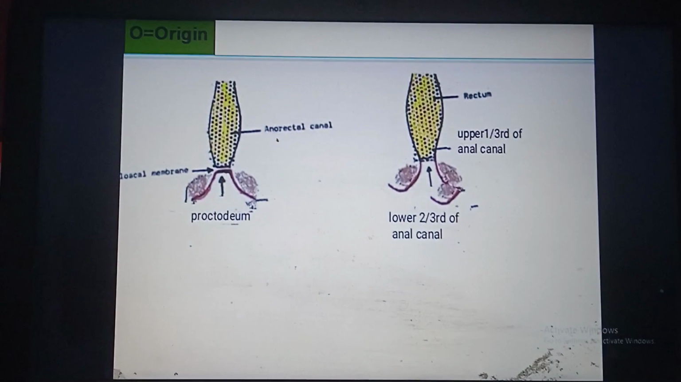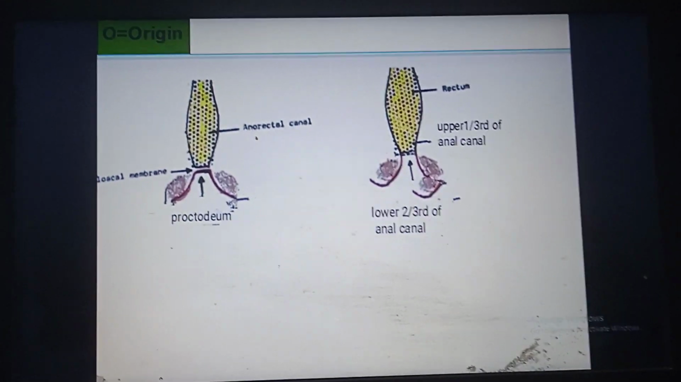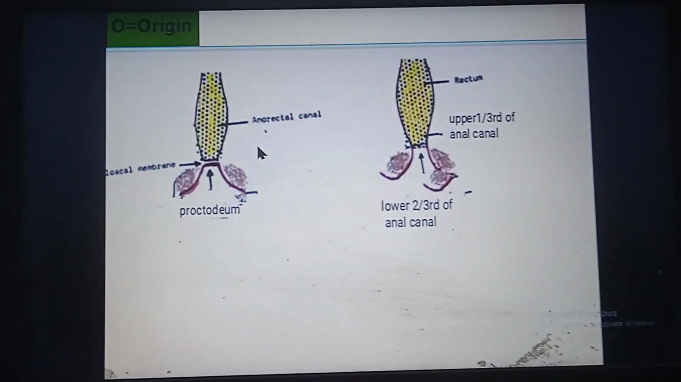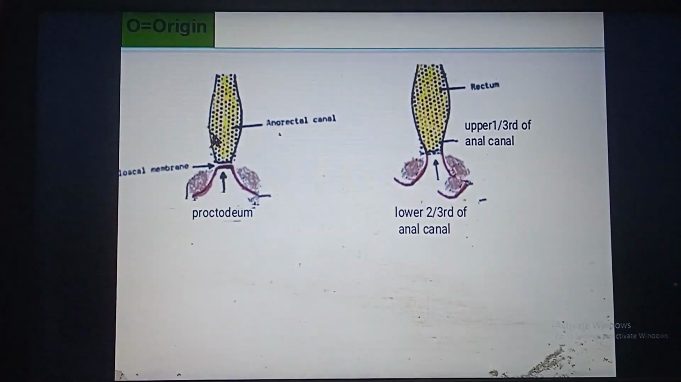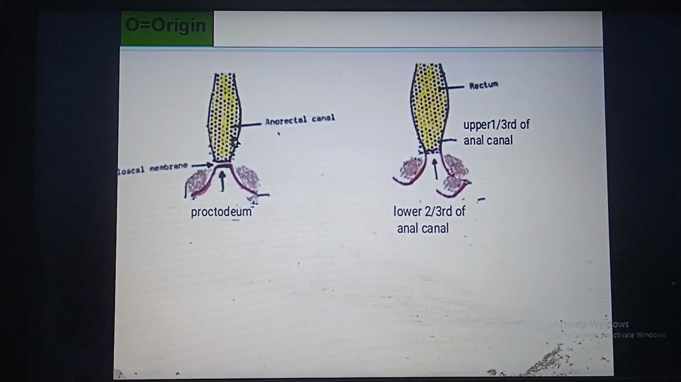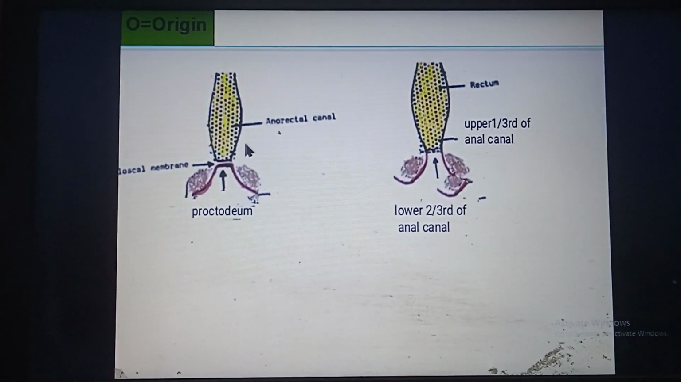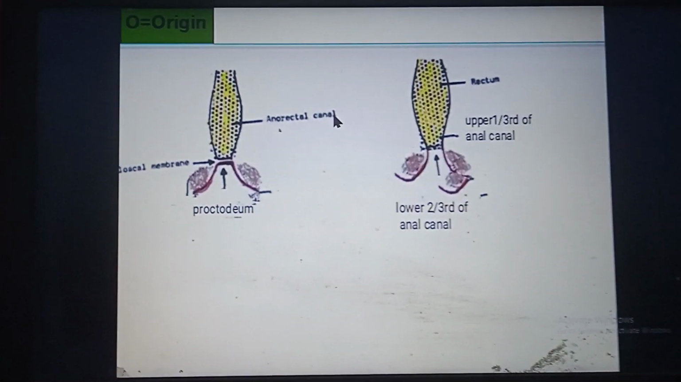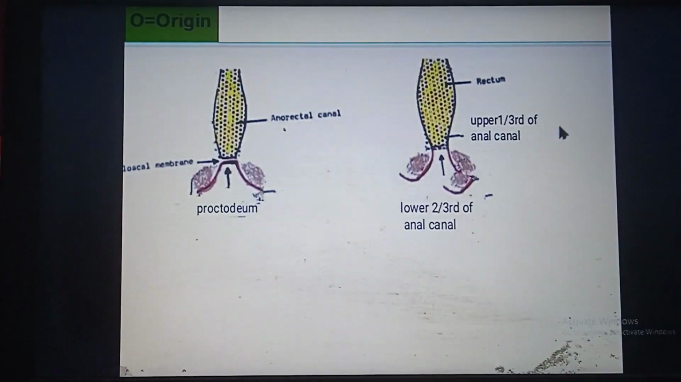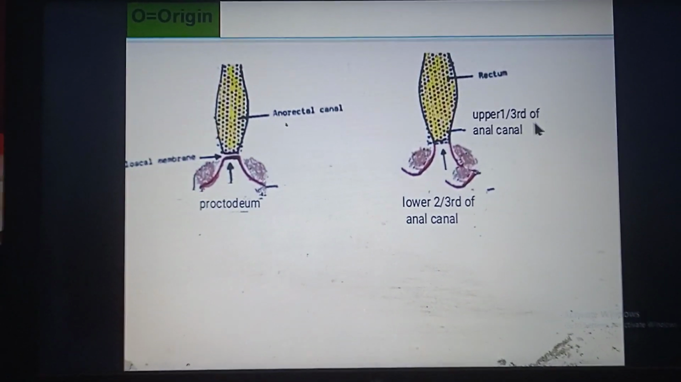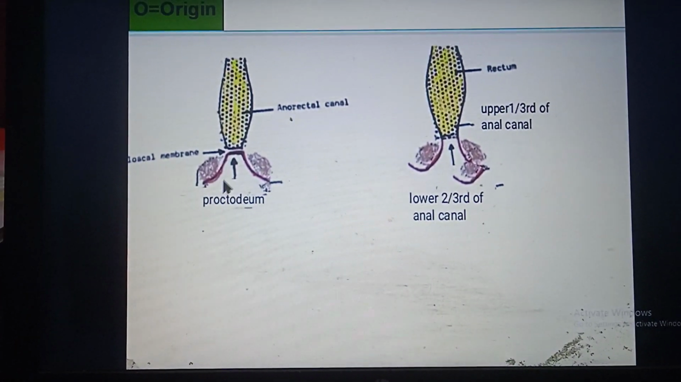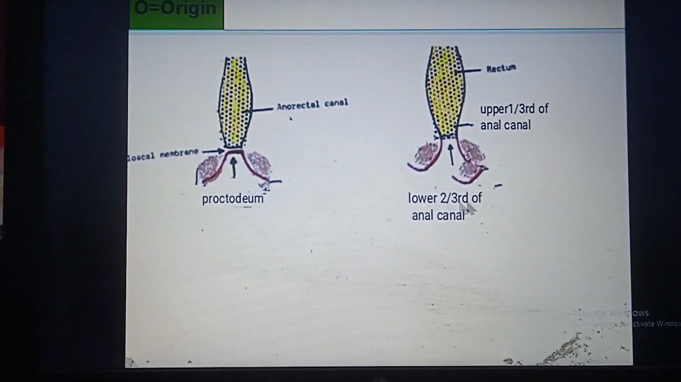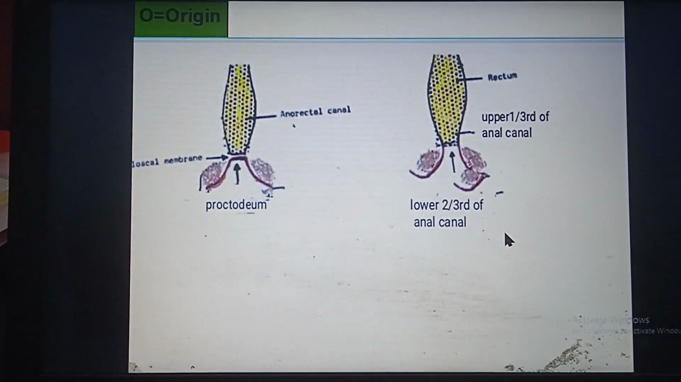Now, VOLCANO, another is O. O for origin. Pectinate line and above, it is developed from the cloaca, the caudal part of the hindgut, and especially the anorectal canal, which forms the upper 1/3 of the anal canal. And the lower 2/3 develops from the proctodeum, which forms the lower 2/3 of the anal canal.